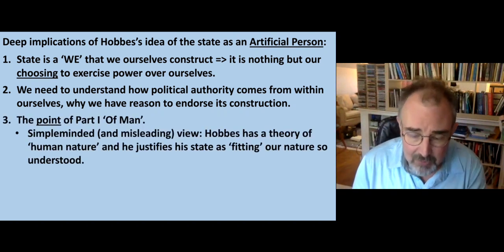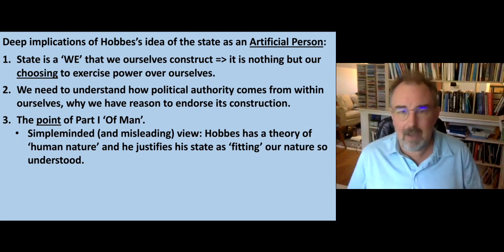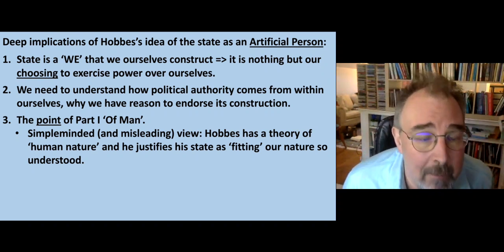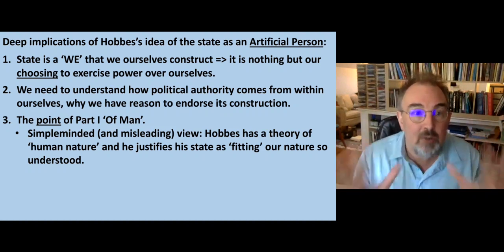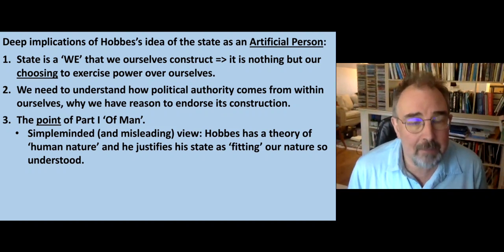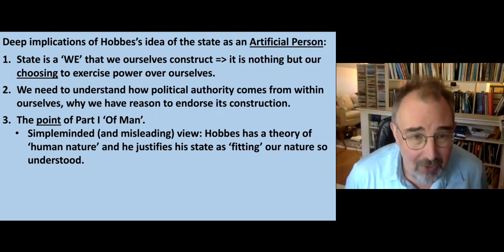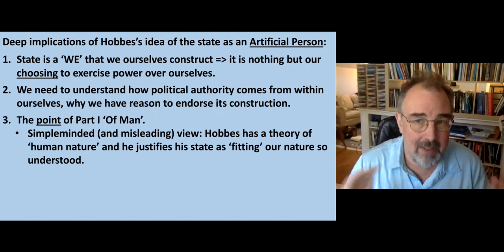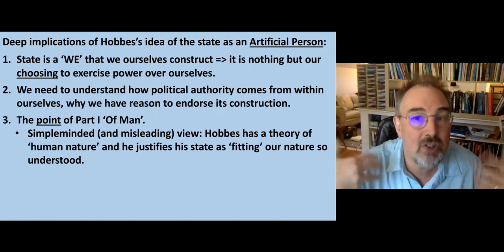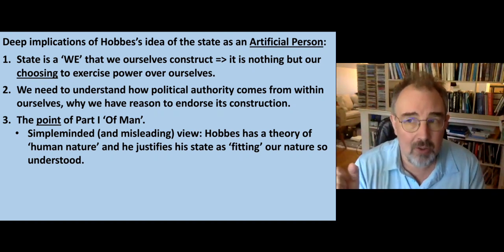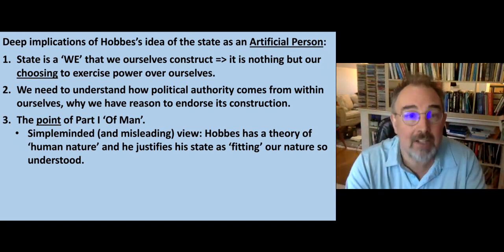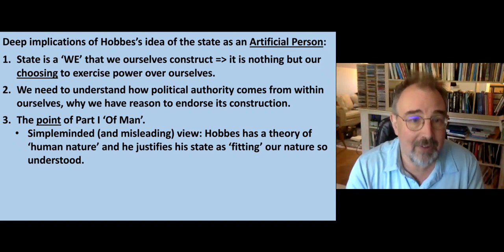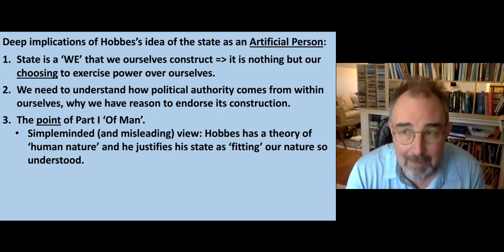The last thing I'll say, this is really important, and I'm sorry to be sort of rushing it a little bit at the end, but again, I think I can get this in. When you start reading part 1 of Leviathan, entitled Of Man, keep what I've just been talking about in mind. This business about how we together construct political authority and political institutions as artificial things, that's what's guiding him in part 1 of Man.